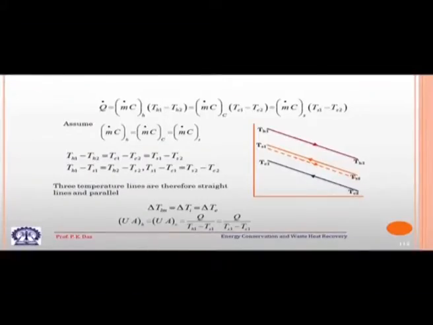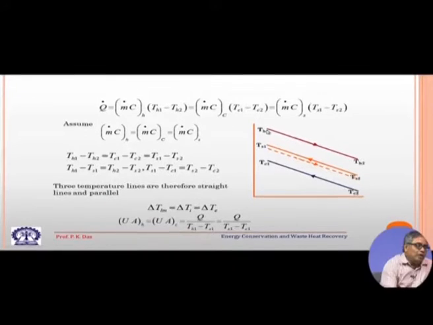So, if our goal is to calculate the heat transfer rate, then you see the hot side inlet temperature is known and the cold side inlet temperature is known. Let us assume the hot side outlet temperature to be TH2 and the cold side outlet temperature to be TC1.